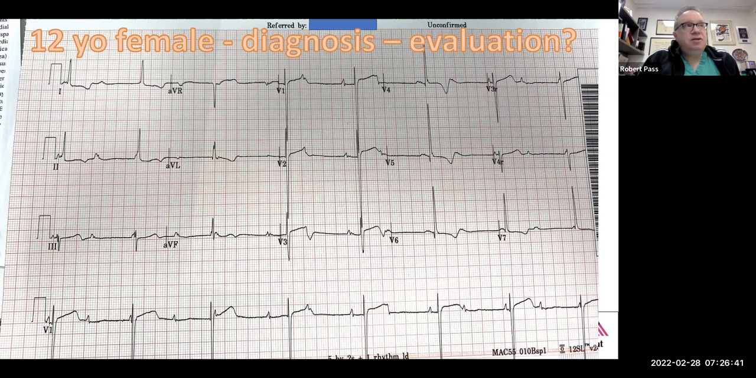So if you saw a patient in your office, Dave, who had fainted and this is the tracing, let's say you got a phone call from a pediatrician's office asking, would you be willing to see the patient today? You say, sure, send them over. You get this tracing. What kind of evaluation would you do? What would be the things you'd be concerned with?